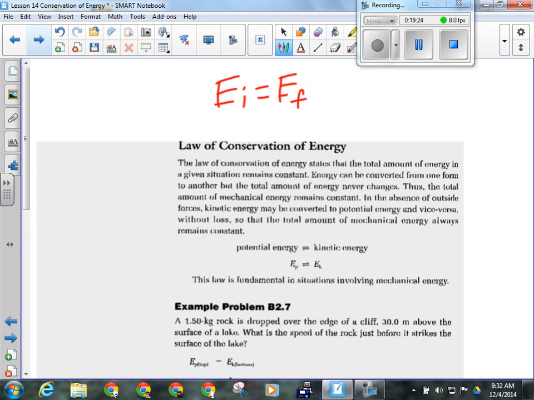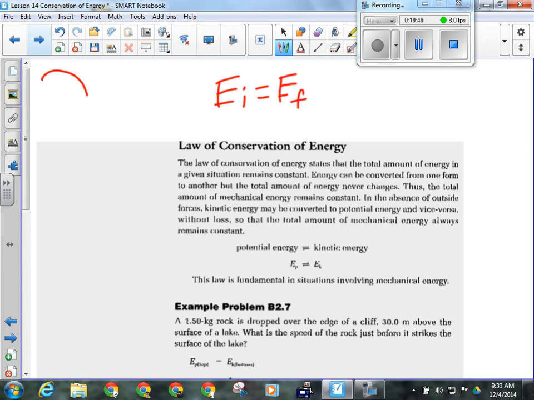The initial mechanical energy of an object or system is equal to the final mechanical energy of the object or system. Agreed? If I can't create it and I can't destroy it, then it must always be the same. And that means that the mechanical energy of an object at any 2 points is the same. Does that mean the kinetic and the potential are the same? No, it doesn't. They could be different, but they're always going to add up to the same number.